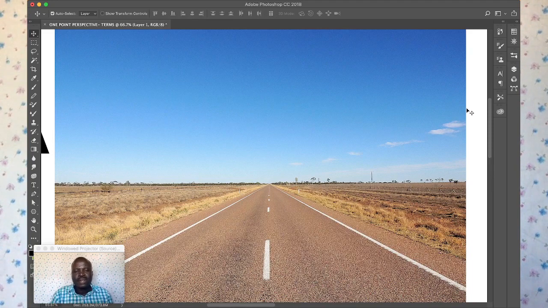Now on the screen, we have a photograph of a beautiful scenery, a landscape, and it is going to help us to understand the terms that are used in perspective drawing. And the first term is horizon line.